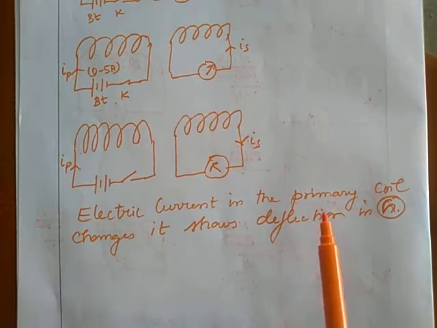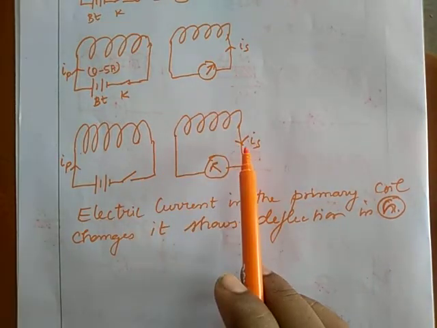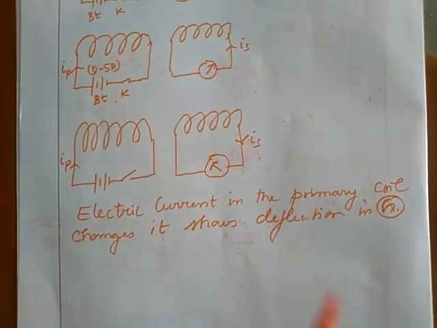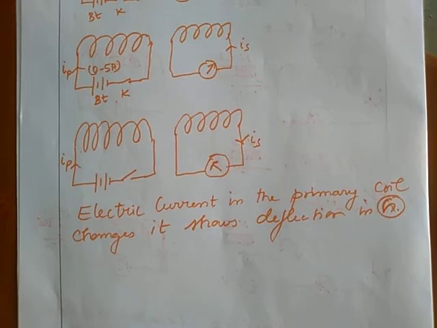Okay, that means current changes that produce current in a secondary coil. In the first experiment, due to the relative motion between the coil and the magnet, it produces the current in the circuit. From the result of these two experiments, Faraday found that whenever the magnetic flux linked with a closed coil changes, EMF is induced in the circuit. Okay, this is known as electromagnetic induction.